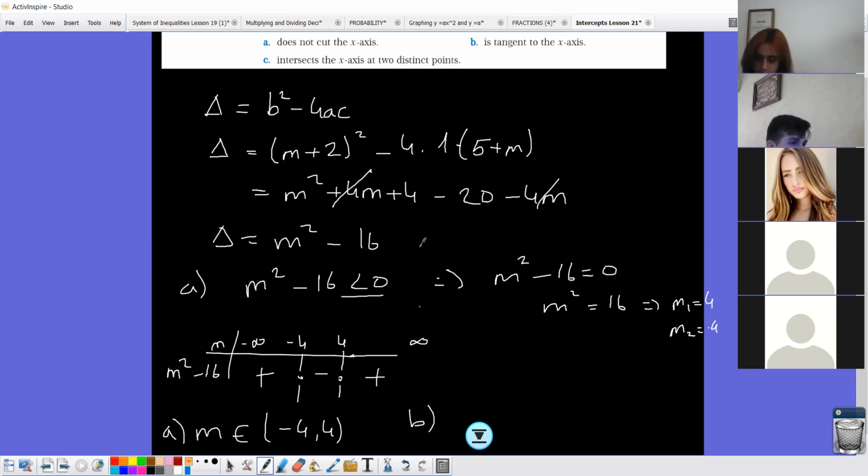In B, what are we looking for? It is tangent to the x-axis. In which case is it tangent to the x-axis? When the discriminant is equal to 0.